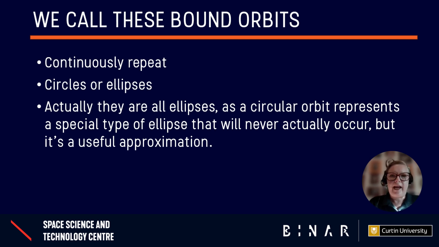It's never actually going to happen in real life. All ellipses are going to have some amount of eccentricity, because it's a circle only when the eccentricity equals 0. But these circular orbits are still a useful approximation for the sorts of things we want to do when planning our space missions, so that's why we use the approximation. But it's important to remember that an orbit that is truly circular is unrealistic, but we can use the approximation, that's fine. So now we know that all orbits are basically ellipses when they're bound and repeating.